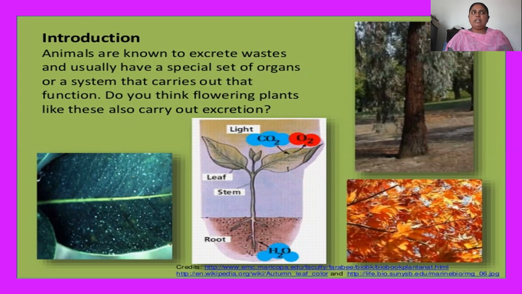Sometimes you see that the older leaves detach from the plant. These older leaves not only detach from the plant, they also accumulate certain waste products. And in this way, when the leaf is detached, the waste products also go out with that detached older leaf.